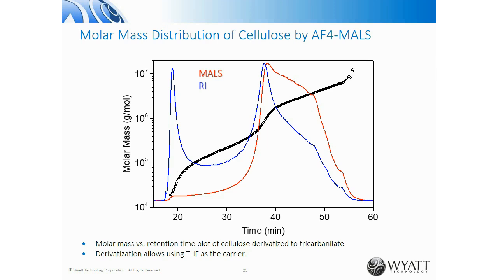This slide shows one more example of the analysis of cellulose. In this case, the sample was derivatized to tricarbanilate so that we could measure it in THF. The separation in this case was achieved by AF4. The refractive index signal shows a strong peak at the region of lower molar masses, which can be assigned to hemicellulose, and then we have another peak at the region of higher molar masses that corresponds to cellulose. The question is, why use AF4 instead of SEC? The question is answered in the next slide.